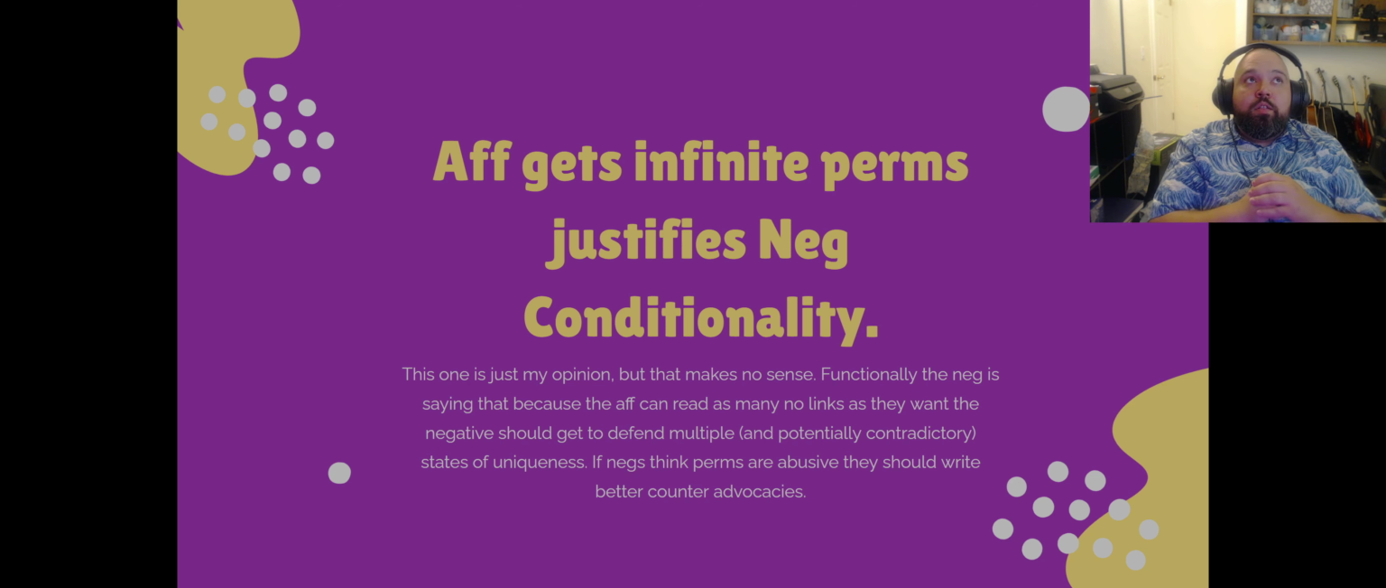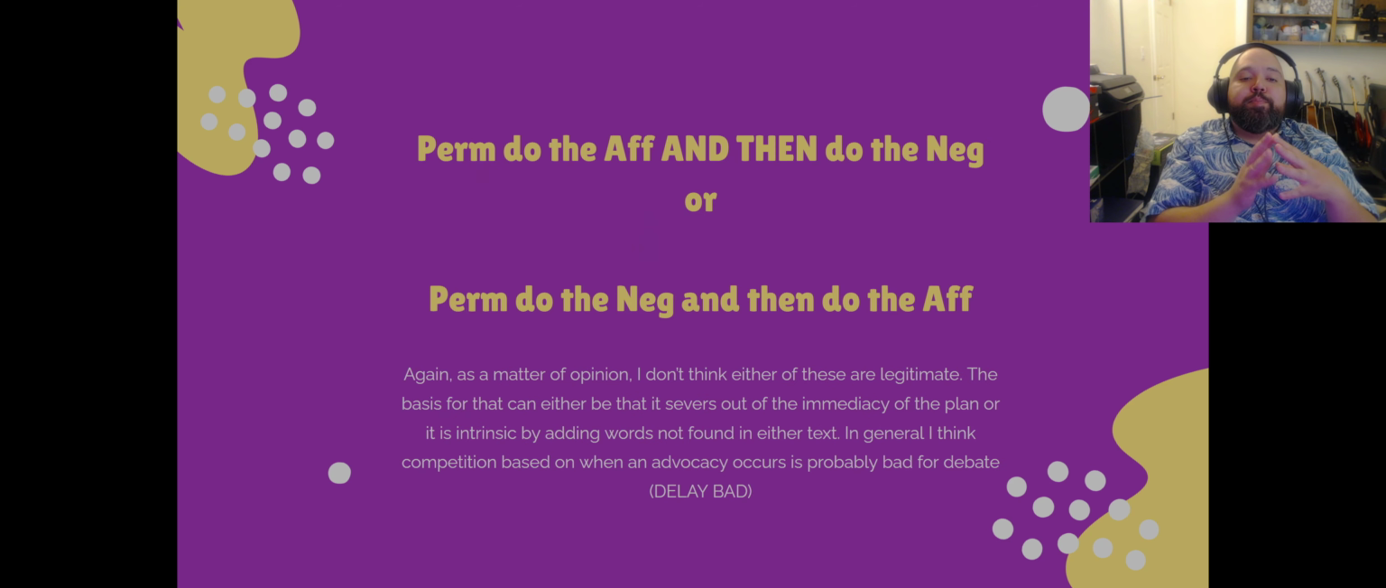Now, I think the reason why this happens in parley is because the way people read perms in parley is stupid and bad, and I'll get to that on this next slide. Sometimes people say things like perm do the AF and then do the neg, or perm do the neg and then do the AF. And this is what this will look like in 80% of the national championship tournament rounds that I see permutations in.